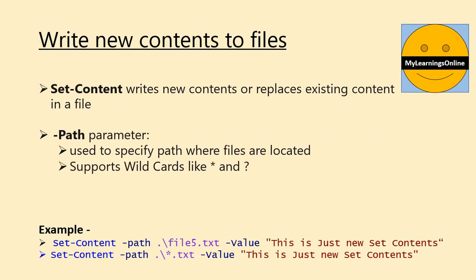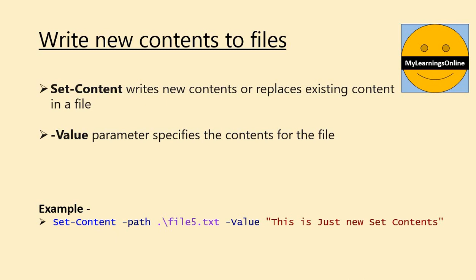The Path parameter is used to specify the path where files are located. Path also supports wildcard use. In this example, if we run the first command, it will write the contents specified by the Value parameter to the file specified in the Path parameter, that is file5.txt. But if we run the second command, it will write contents to all the text files under the specified wildcarded path. Meaning it will write contents to all the txt files in the current folder.